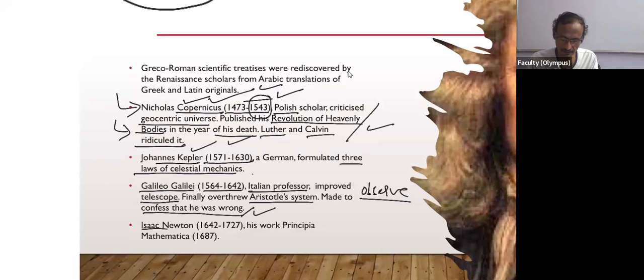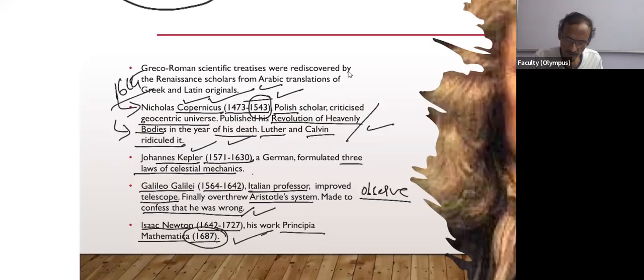And then came Isaac Newton, 1642 to 1727. His work Principia Mathematica, 1687, is one of the greatest works in the entire science. If you notice these years, you can say scientific revolution started from 16th century, 1540, 16th century. Newton is one very important person. These are all very important people.